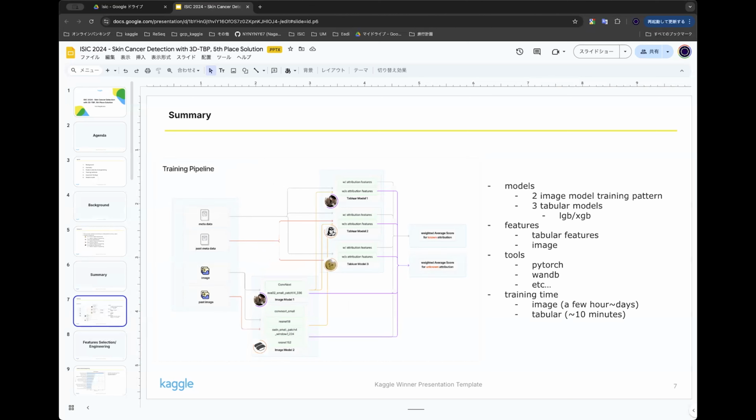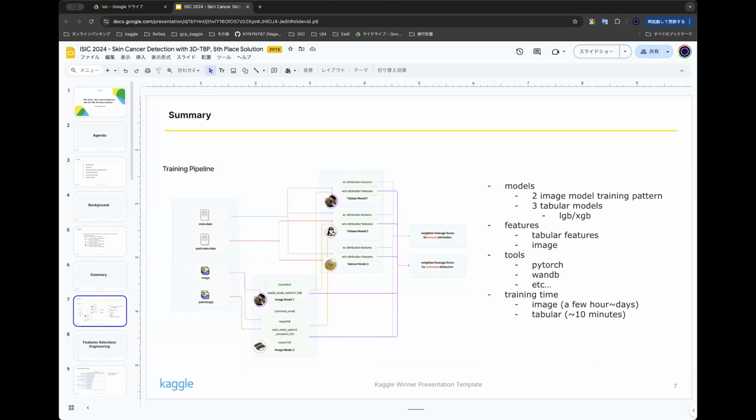The task we tackled in this competition was to develop a machine learning model to assist in the early detection of skin cancer, specifically melanoma. This challenge involved analyzing images from 3D TBP, which captures detailed full body images of the skin to identify suspicious lesions. We are also given tabular metadata as supplemental information.